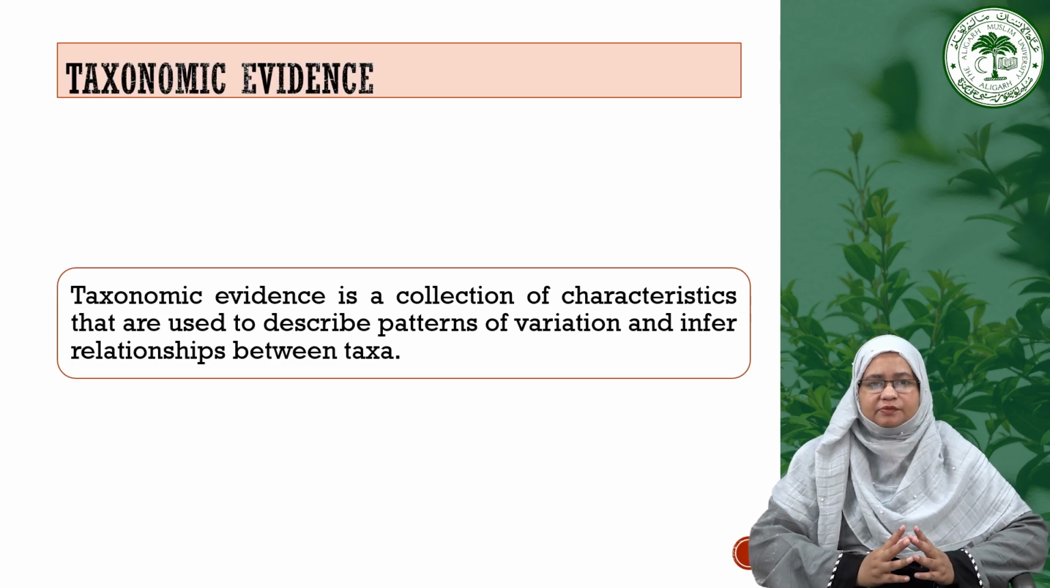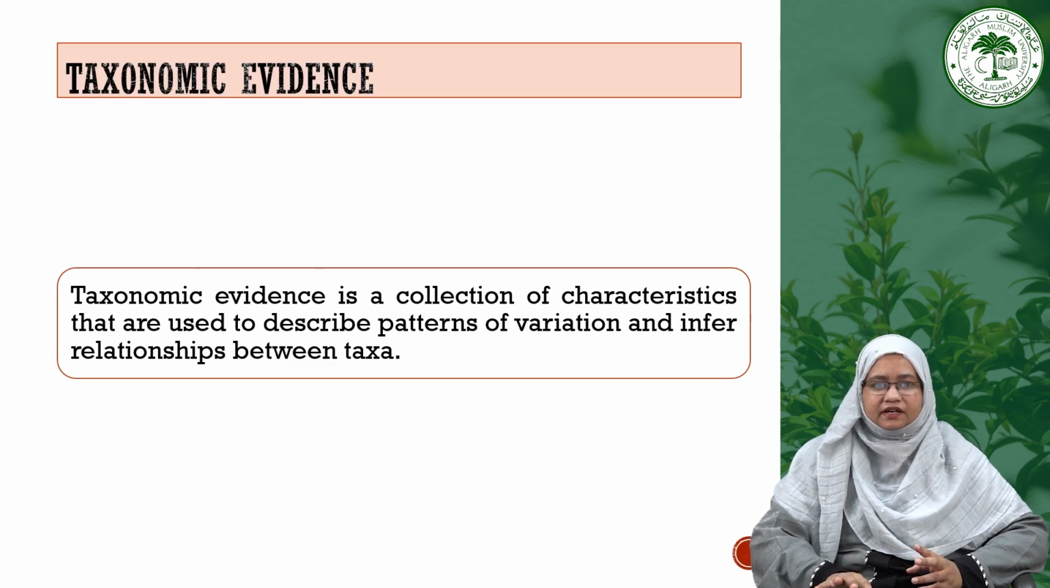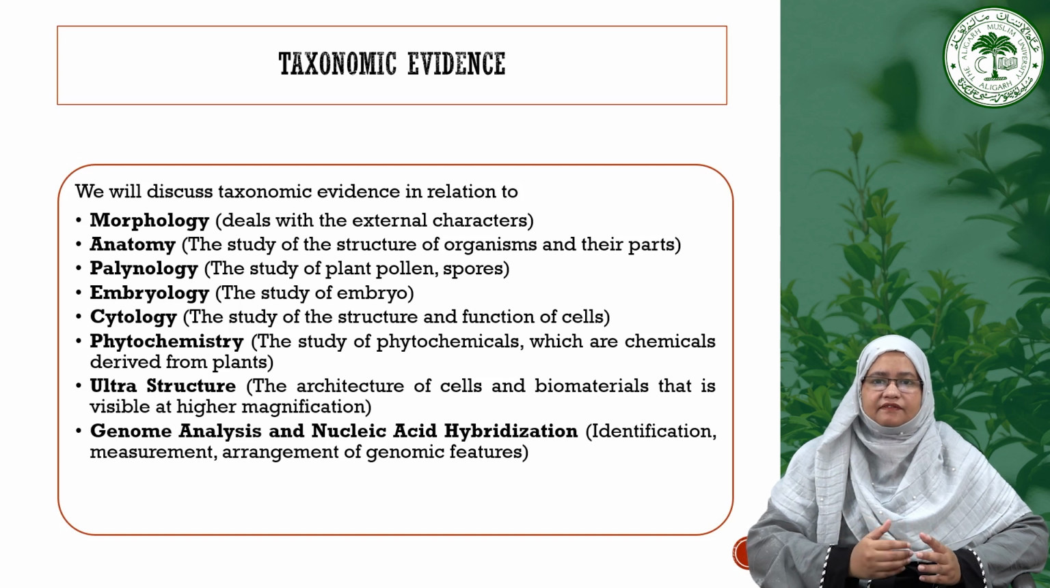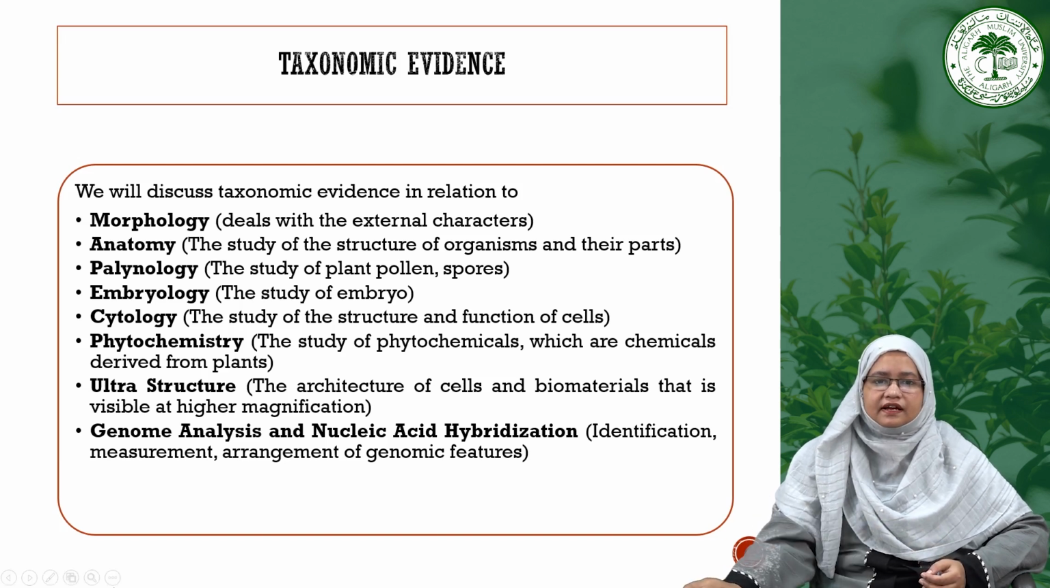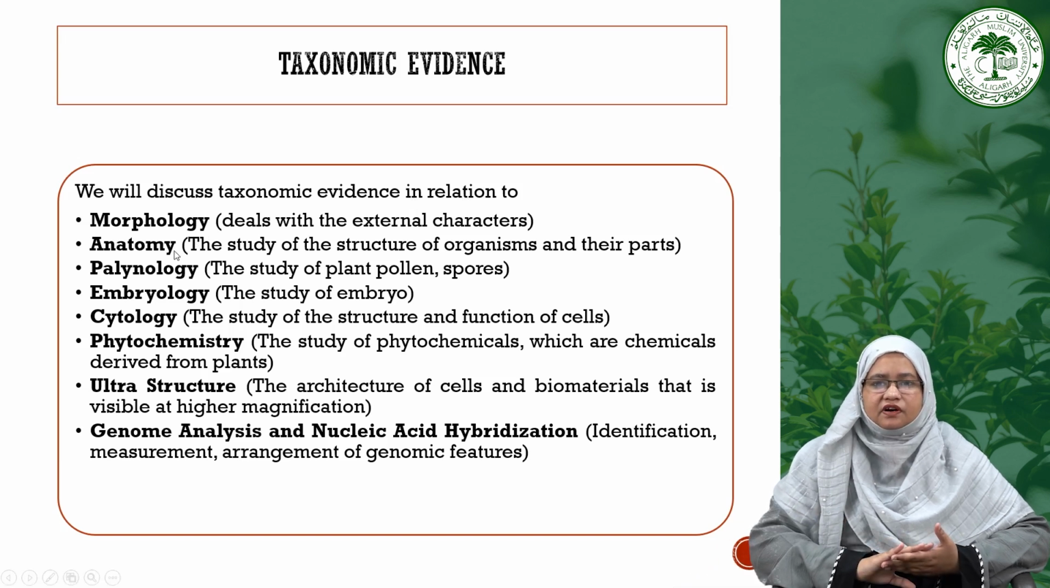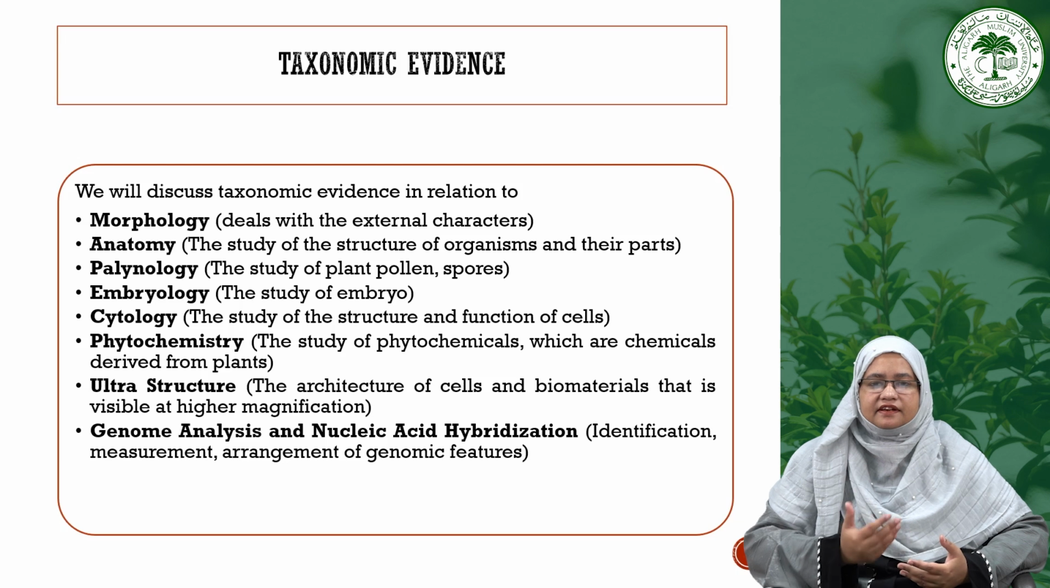Then the next taxonomic tool is taxonomic evidence. Taxonomic evidence is a collection of characteristics that are used to describe patterns of variation and interrelationship between the taxa. It is also very important as these evidences support our morphological studies. We will discuss this taxonomic evidence in relation to taxonomy. The first one is morphology, which deals with the external characters of the plants. Then anatomy, the study of the structures of organisms and their parts. Then the next evidence is palynology, the study of plant pollen and spores, which also supports taxonomy.